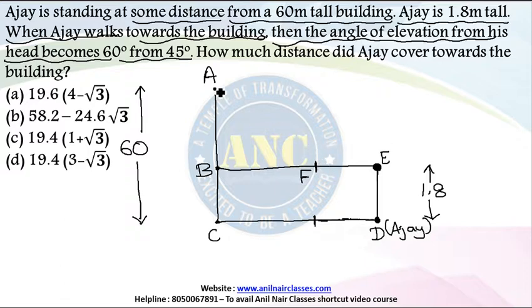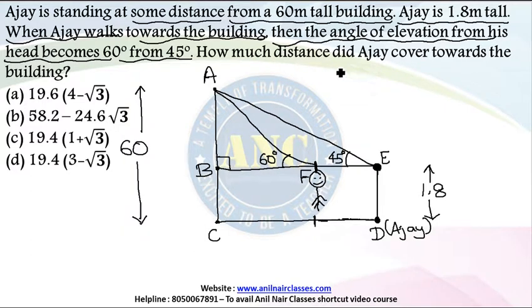After walking for some distance, angle of elevation from his head becomes 60 degrees from 45 degrees. That means earlier the angle of elevation was, sorry, 45 degrees. Now after walking some distance, this will be his head right now. This is the place where Ajay is standing right now. Point F is the place where his head is located. Angle of elevation right now becomes 60 degrees. Diagram is not drawn to scale, please do not worry too much about that part.